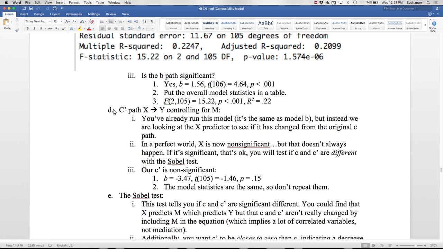Some people call that partial mediation. I think there's a movement to just drop the word full and partial mediation, so we're just going to talk about mediation in general. If C prime is significant, we want to test if C and C prime are different. So they could both be significant. This is a fairly big number, but different from each other. So we're testing if C and C prime are different. We're going to use the Sobel test.